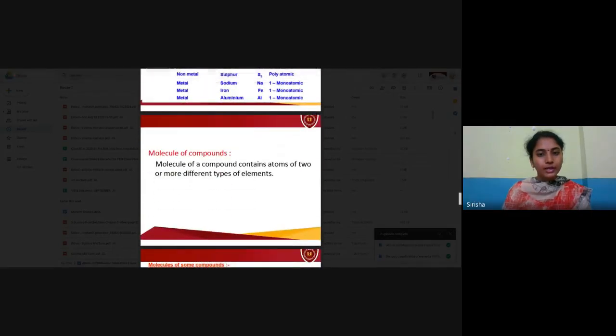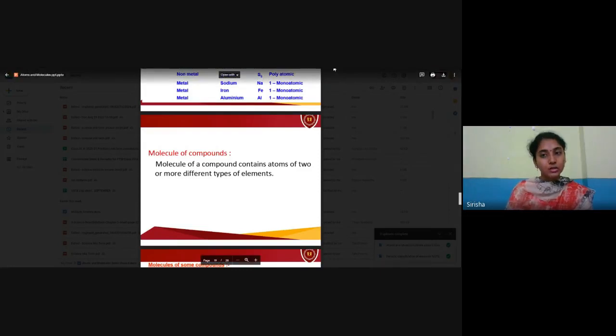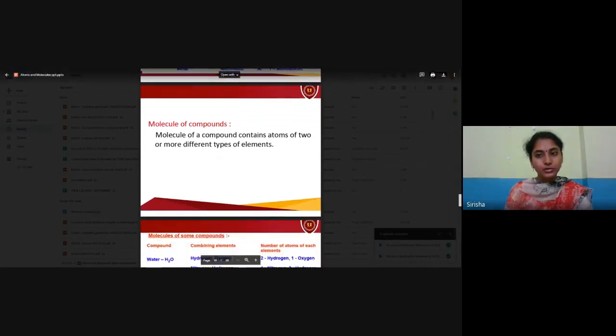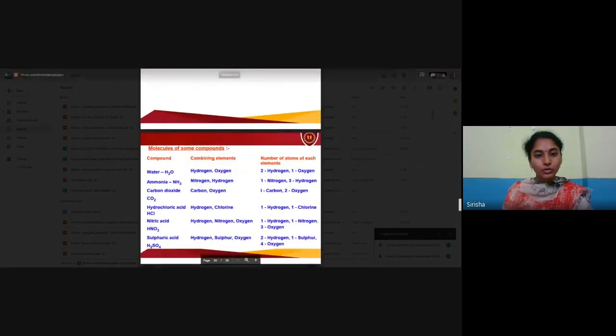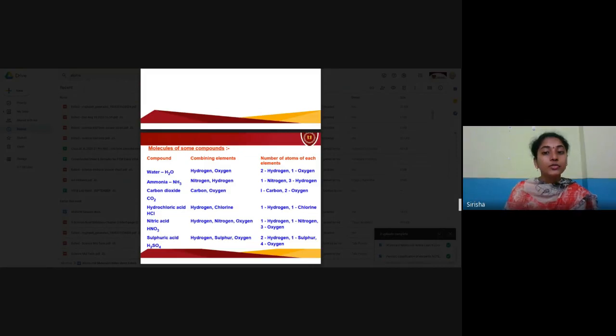A molecule of a compound contains atoms of two or more different types of elements. For example, take sodium chloride: sodium is a different element and chlorine is also a different element. This is called a molecule of a compound. See, if you look at a number of compounds, then you can understand. Water, H2O: the combining elements are hydrogen and oxygen, so the number of atoms of each element is two hydrogen atoms and one oxygen atom, because hydrogen is a different element and oxygen is a different element.